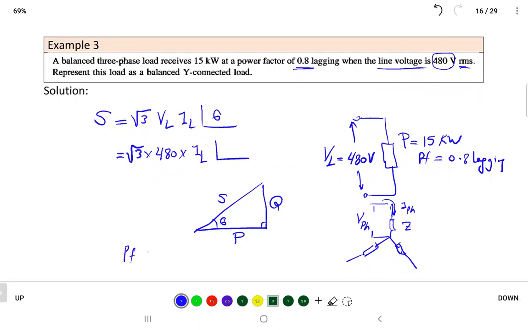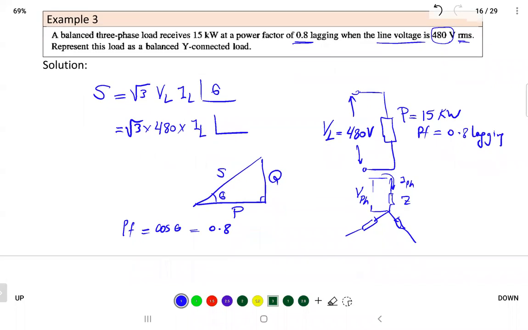So we know that power factor is equal to cosine theta. So cosine theta is equal to 0.8. Why did I draw Q upward? Because it's a lagging power factor. What if it was leading? I make Q downwards. All right.